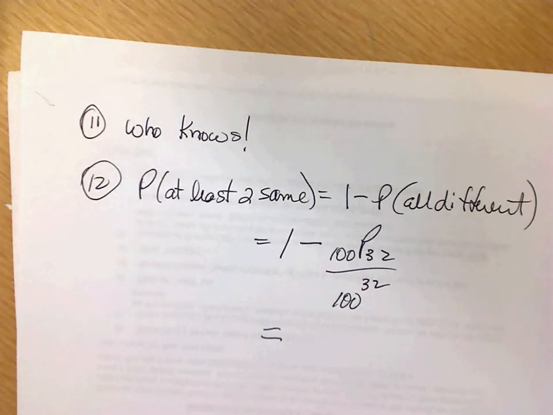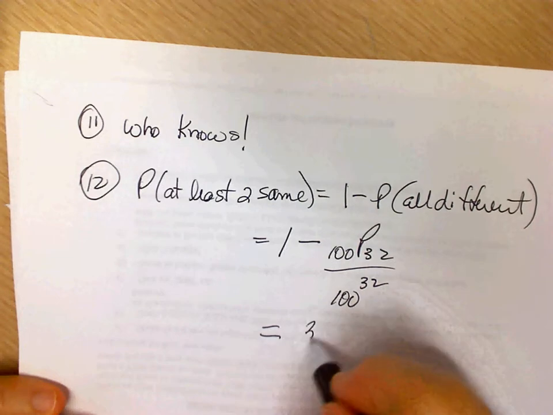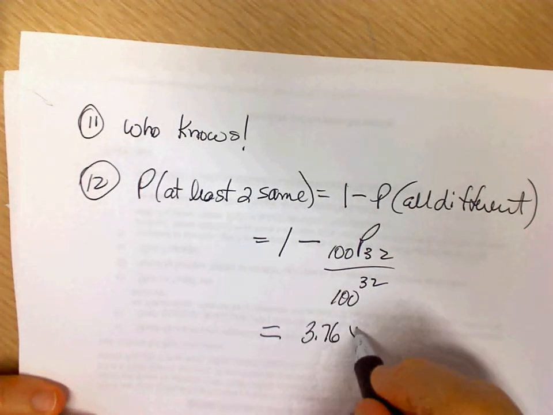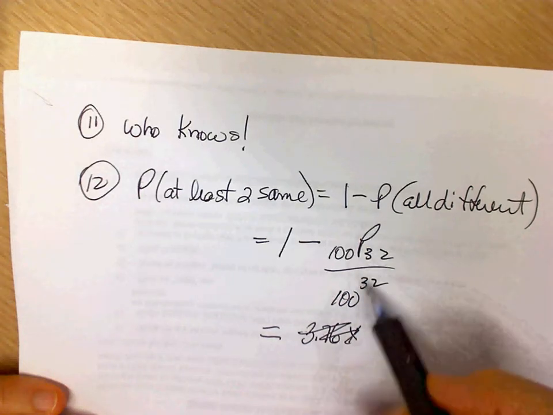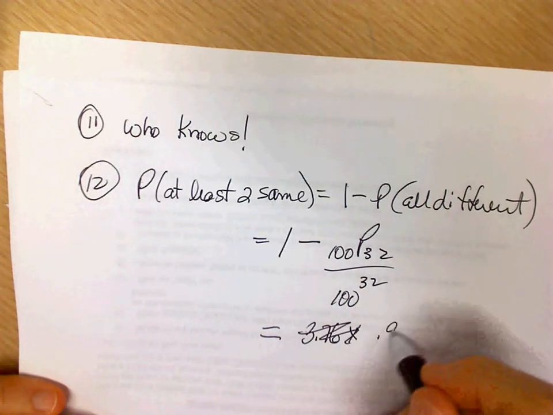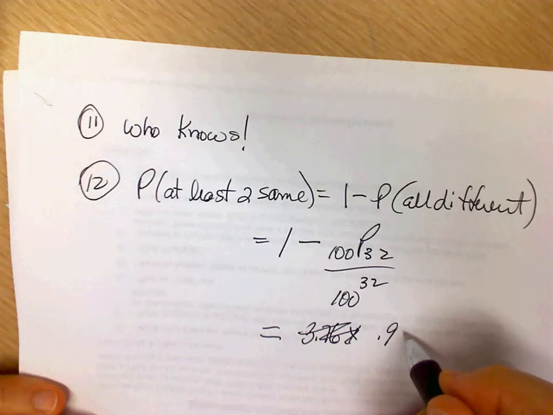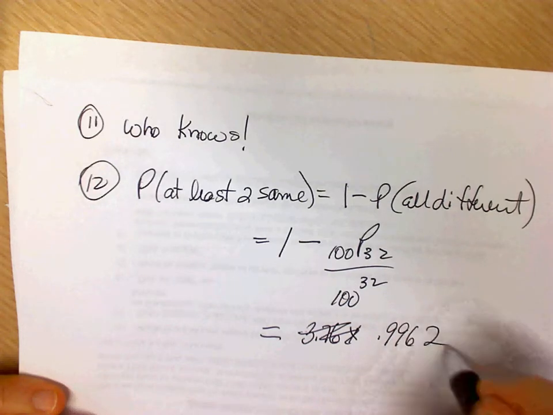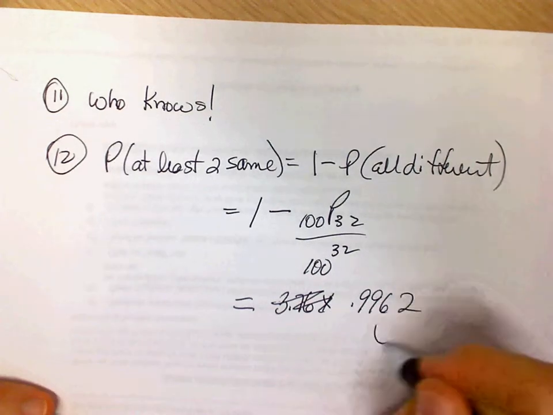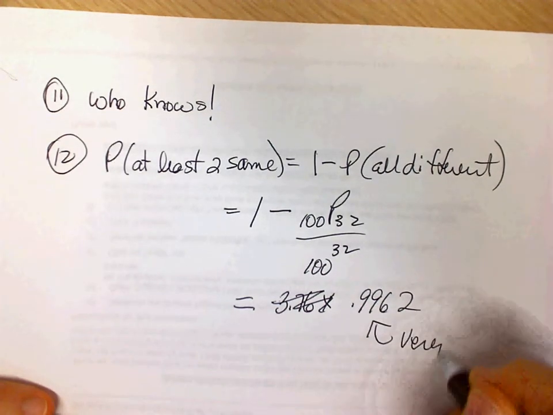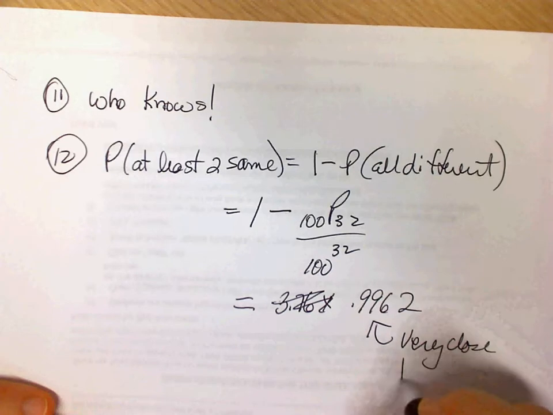What is it? 3.76. You want the rest or no? Times, yeah. Well, hold it. I got 0.996. I got 3.76. I don't know, maybe the 0.9962. Oh, minus 1. Yeah, so it's very close to 1. So this is very close to 1. Very high chance. So you basically say don't take the bet.